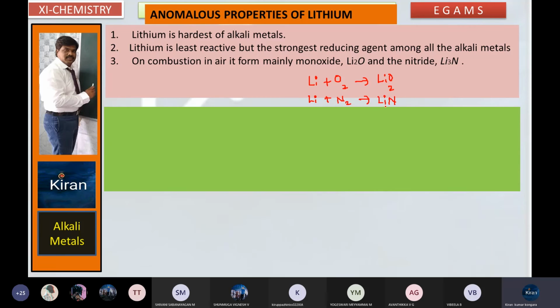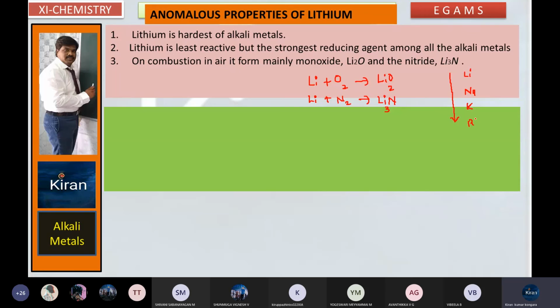Nitride valence is 3. That is the reason 3 will come here. So lithium nitride is obtained in this case. Lithium plus oxygen gives lithium oxide, or lithium plus nitrogen gives lithium nitride. So this is about the reaction with oxygen. In any group, in alkali metals, from top to bottom, peroxide forming and superoxide forming nature will increase. So lithium, sodium, potassium, rubidium and cesium are there.